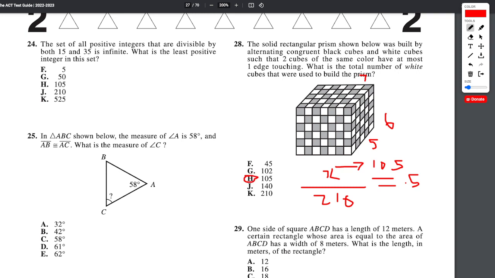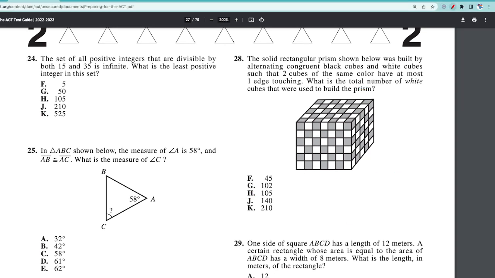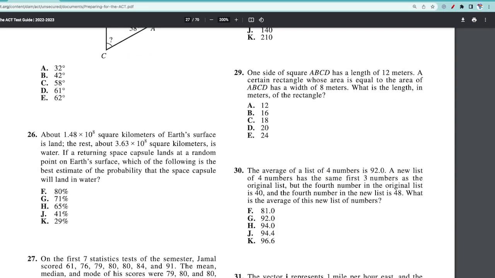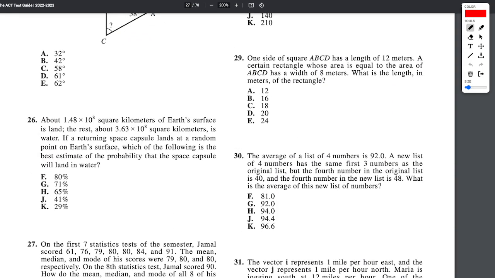Okay, let's move along to 29. This one says one side of square ABCD. So I'll make a square to the best of my ability. I wonder if I should use a line tool instead. How would that fare?